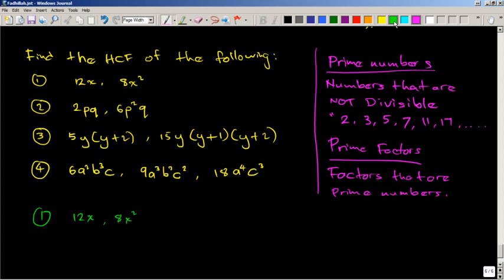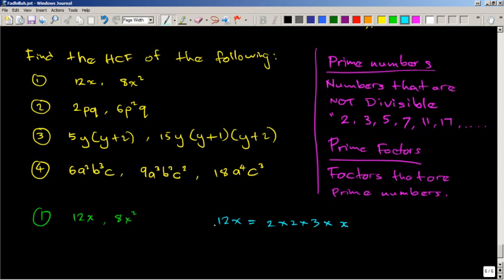So let's get back. 12x and 8x squared. What are the prime factors of 12x? Okay. 2 times 2 times 3, betul tak? So these are the prime factors. Kemudian you times dengan x. Okay, my x and multiply look almost the same. How do I make it different? I do it this way. Nampak different sikit. Okay, so these are the factors of 12x.